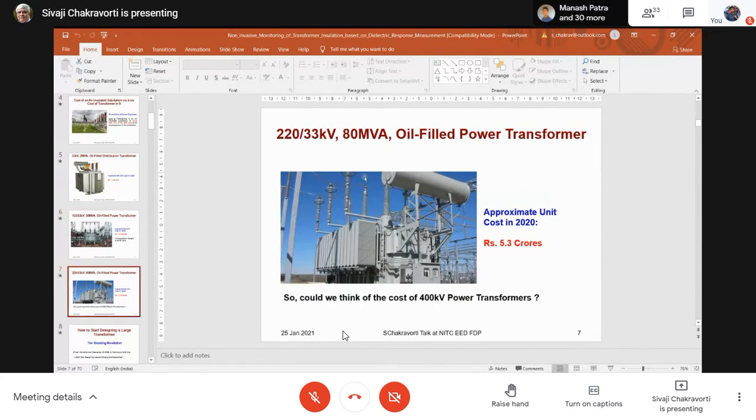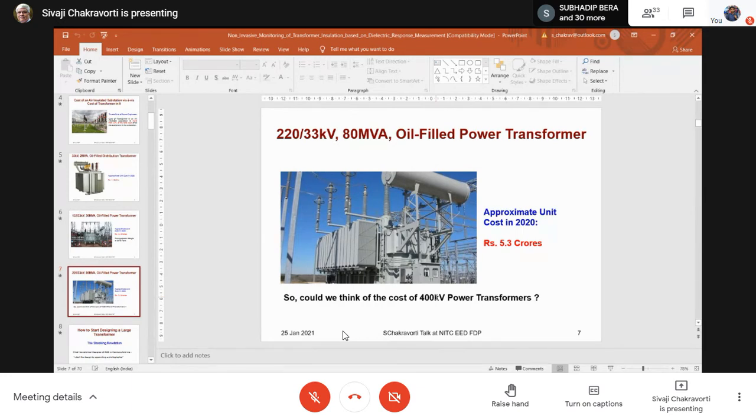This is another one, a 220 by 33 kV transformer, 80 MVA. Still, it is not the biggest. We have 400 kV transformers. What is the approximate cost? 5.3 crores. Just one unit. And please remember we have so many 220 kV transformers in our power system. So now you can understand what will be the cost of a 400 kV transformer. It will be almost touching 10 crores, 8 crores to 10 crores.